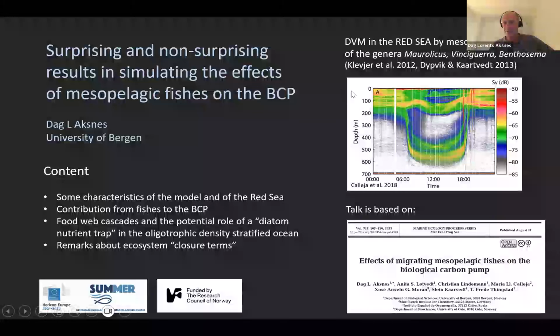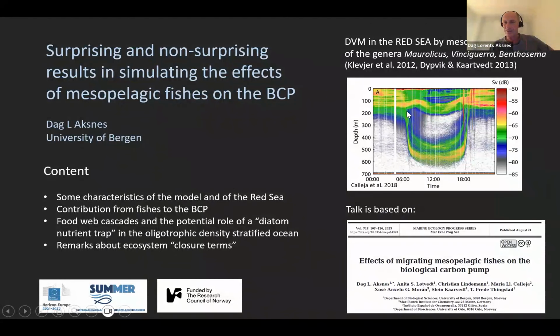Okay, here is just showing the Red Sea acoustic scattering layers, which shows very pronounced diel vertical migration of 3 species of mesopelagic fishes. So all the fishes actually migrate, and they spend about half the day in deep water and half the day up in epipelagic.